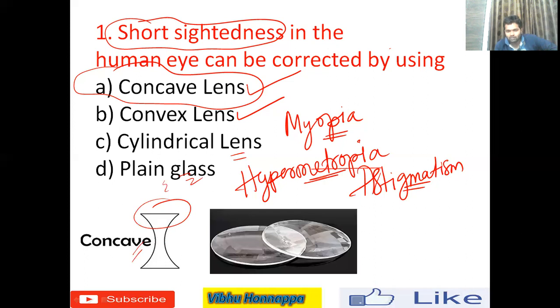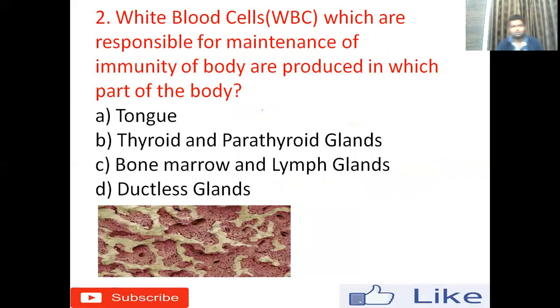Those kinds of lenses are called concave lenses. And here you can see the convex lens, whose edges are thinner, but the middle part is bulged out. These are the two common lenses we basically use. So for this question, the right answer is concave lens. We'll move to the second question.